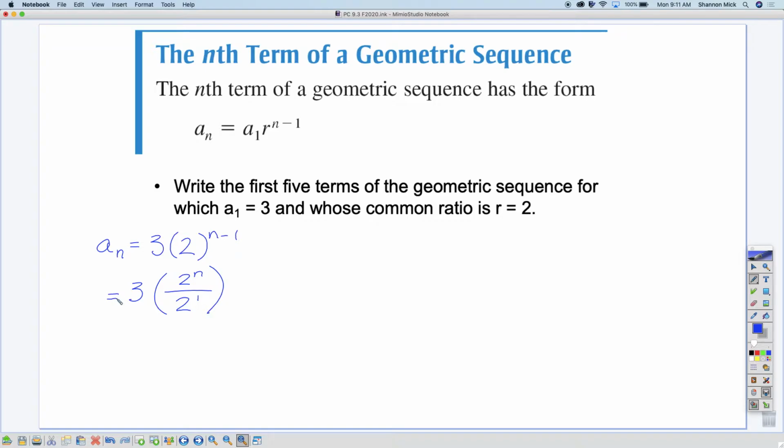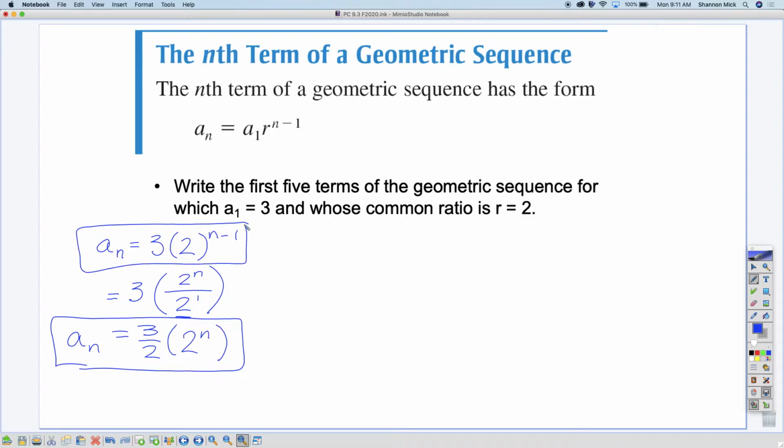So since this is multiplication, I can move this 2 down here wherever I want, right? So I can make it 3 halves times 2 to the n, couldn't I? See that? Now, you may think this looks worse to do than this, but every time I put in a number for n, my 2's are going to reduce 1 power, right? So it still gives me that n minus 1.